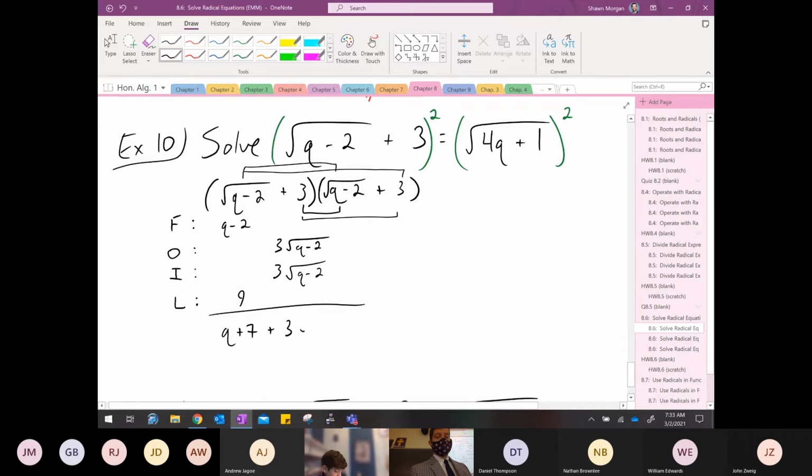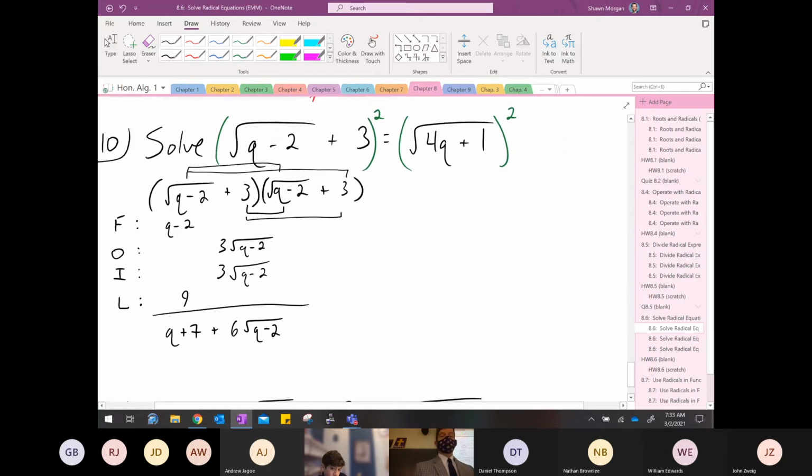And then 3. No. What? What did I do wrong there? Brain fart. What should it be? 6 quantity, or radical q minus 2. All right. So that's what my left side is going to actually boil down to.